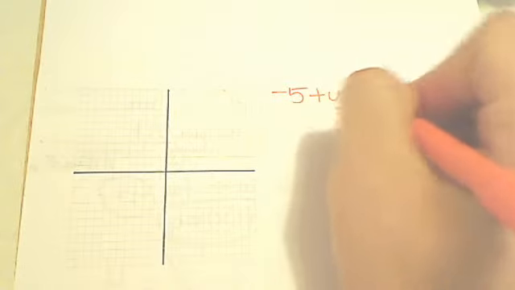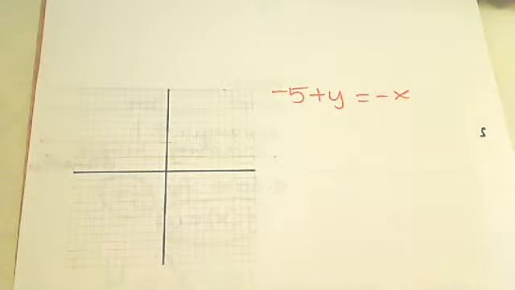This one is a tricky one. -5 plus y is equal to -x. Remember that x can be negative. X can be negative, but Y cannot be negative. Solve for Y equals.